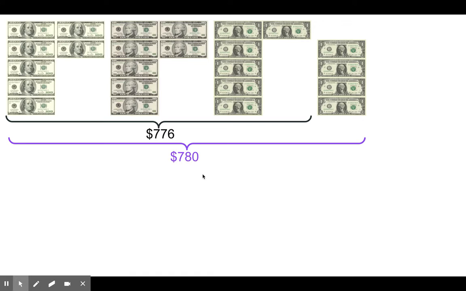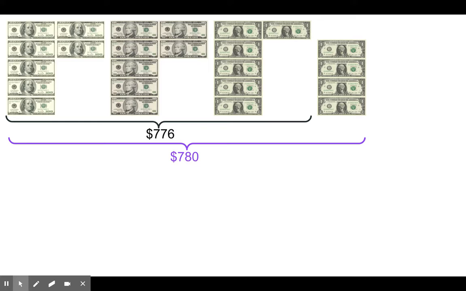That's the next friendly number. It was the next unit, which was the next 10. Now that I'm at 780, I could keep using $1 bills, remember. But there is a more efficient way. What unit should I use now to get to the next friendly number?